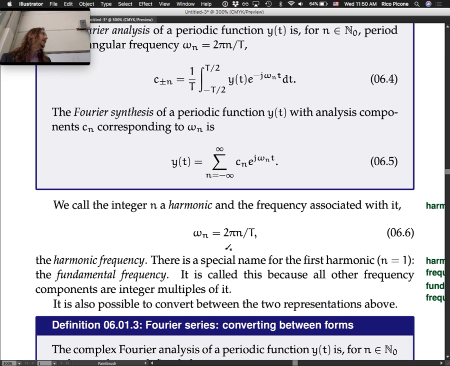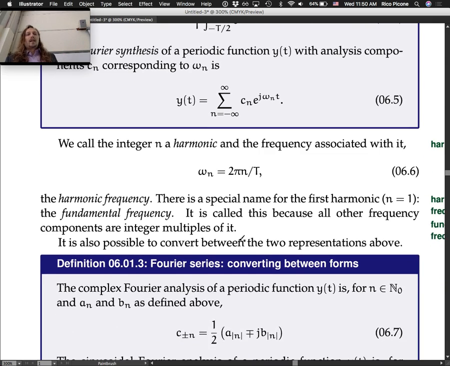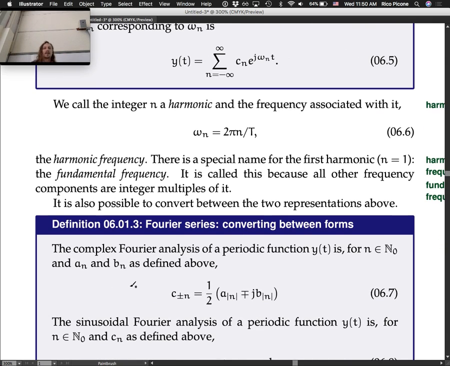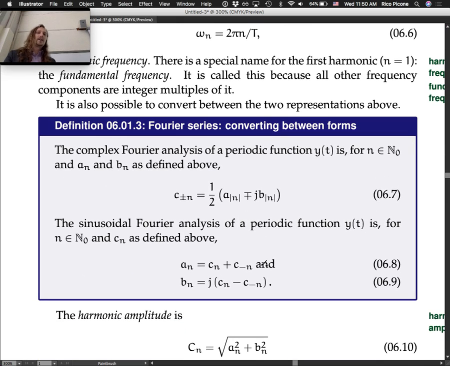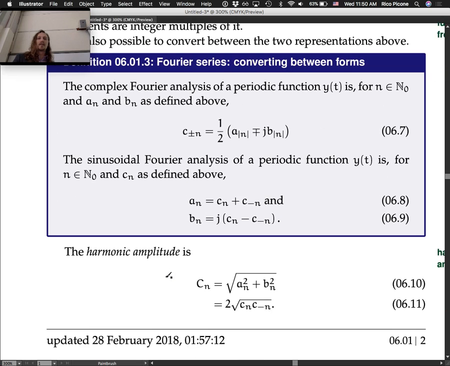It's the frequency of the entire periodic signal, right? It's called the fundamental frequency because all other frequency components are integer multiples of it. So notice that when n is equal to 2, 3, 4, you just have an integer multiple of that fundamental frequency. It is possible to convert between the two representations above. So this gives you the formula for going from the trig form coefficients to the complex, or from the complex to the trig. We don't use this a lot, but it's good to know that this is the transformation.